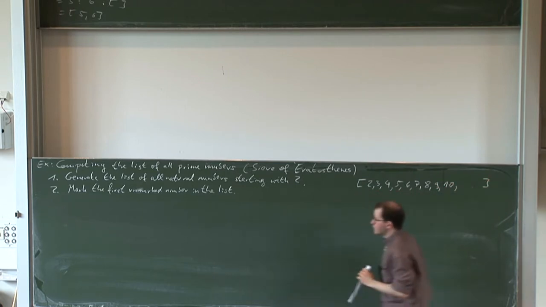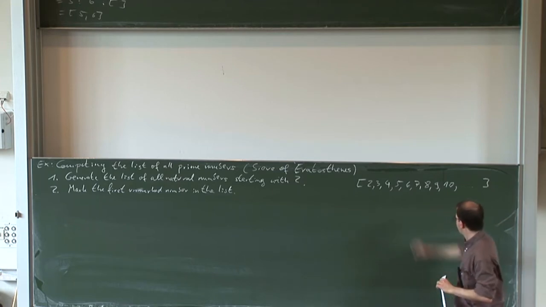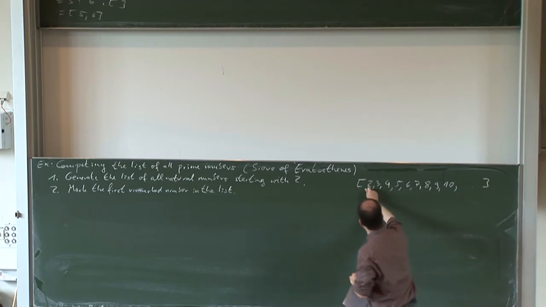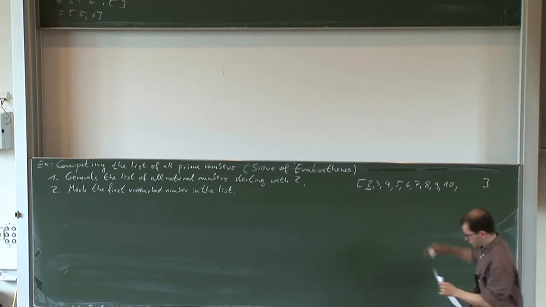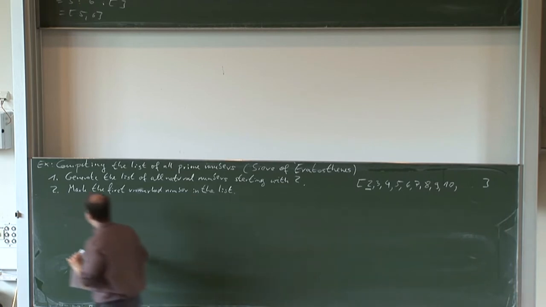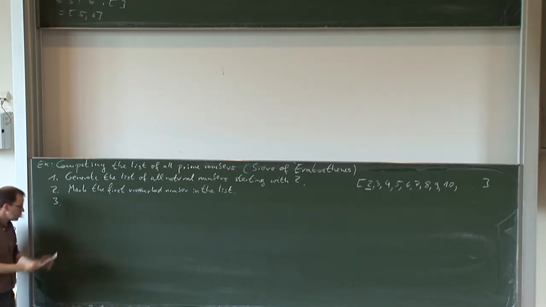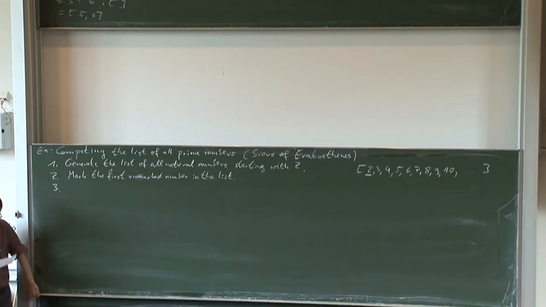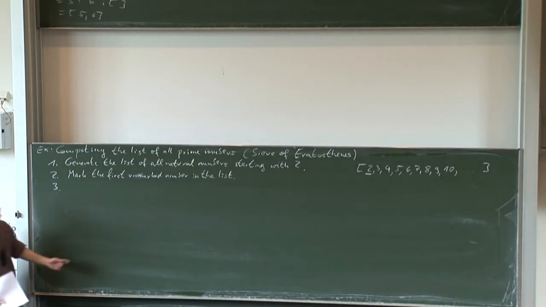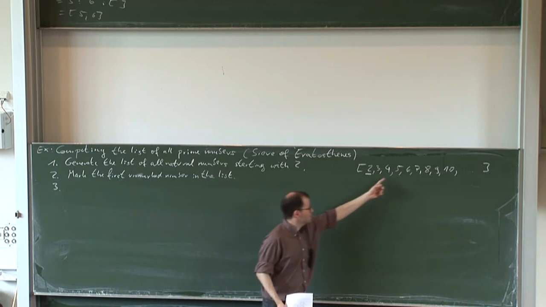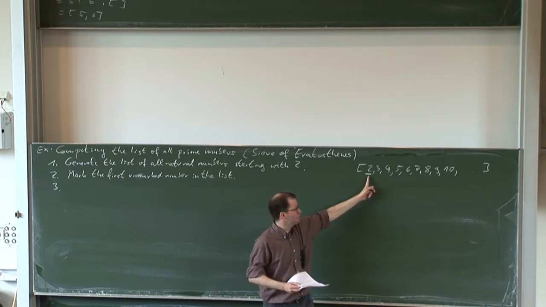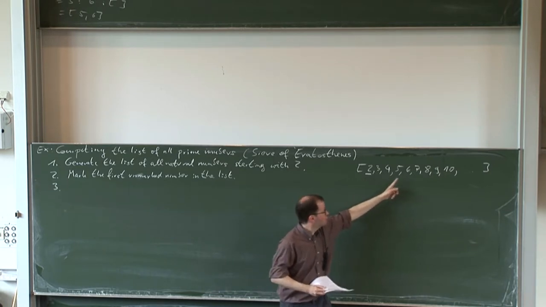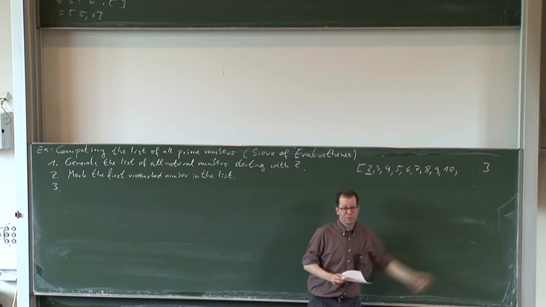Now we mark the first unmarked number in this list. Now these numbers are all unmarked, so the first unmarked number is this. I do marking by underlining. Okay, now we executed step 2. Step 3 says delete all multiples of the last marked number. In other words, the last, so the highest, marked number. The highest marked number is 2. So delete all multiples of 2. So delete 4, 6, 8, 10. These are all the multiples of 2.